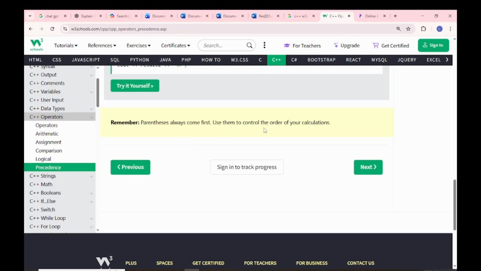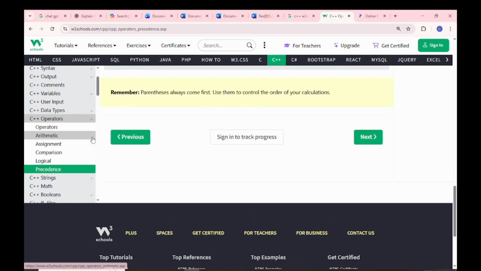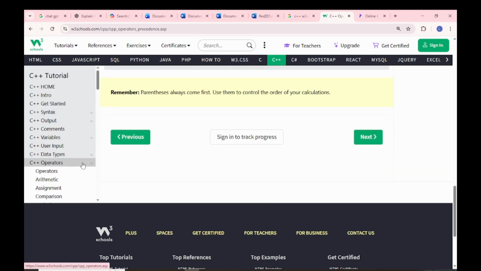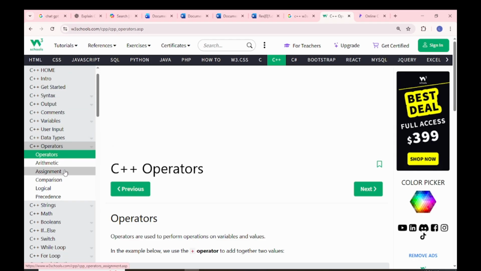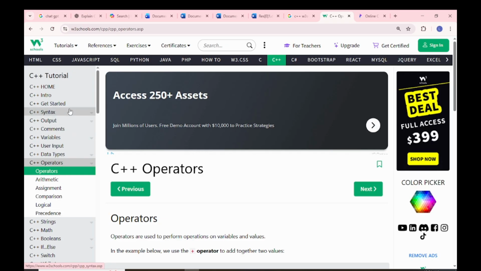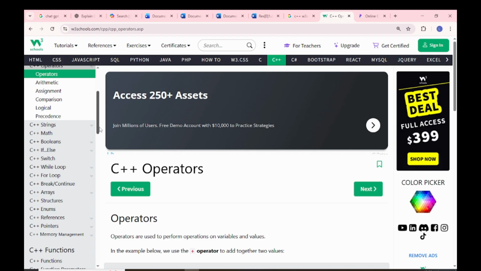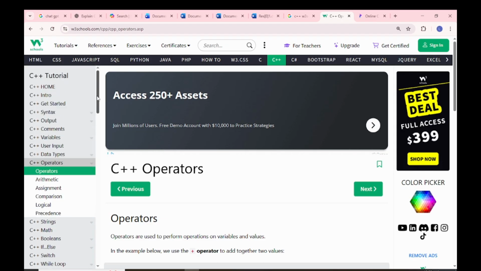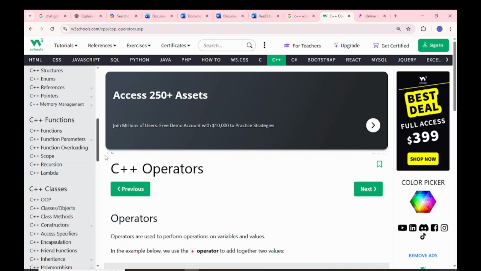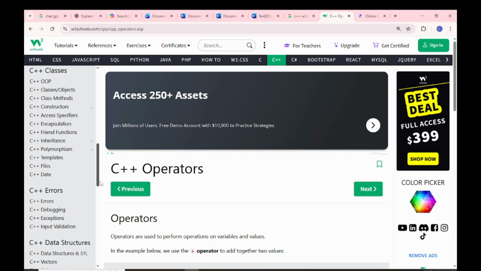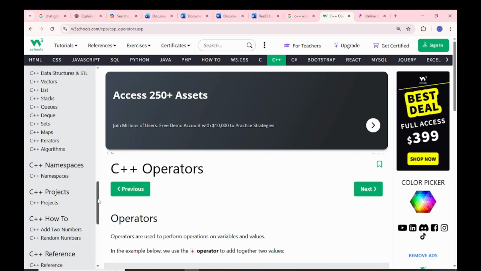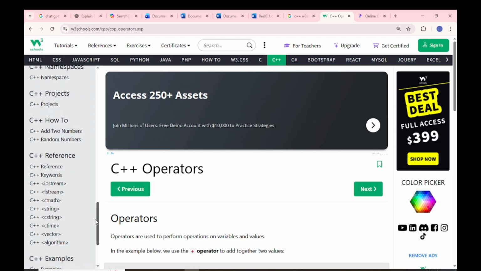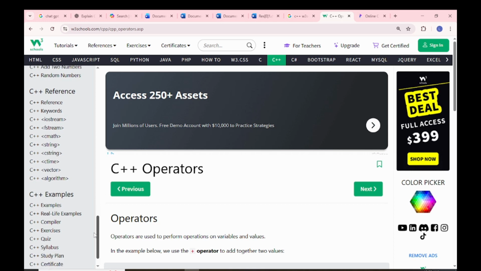Parentheses always come first. Use them to control the order of a calculation, right? So I hope we've got a good idea about operators, and we need to practice them again. We need to revise them again so that we don't forget. These basic things are really important, and then we have functions, classes, errors, data structures, namespaces, C++ projects, how to reference.